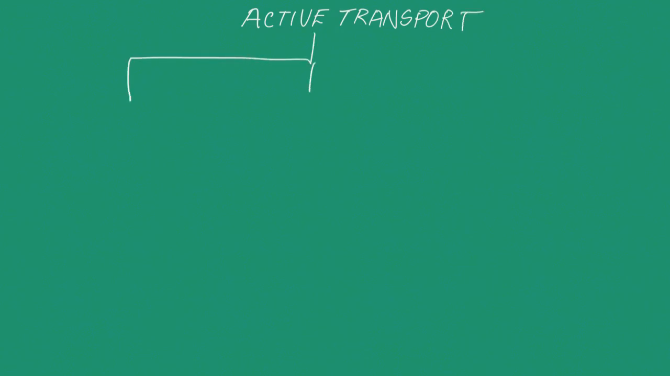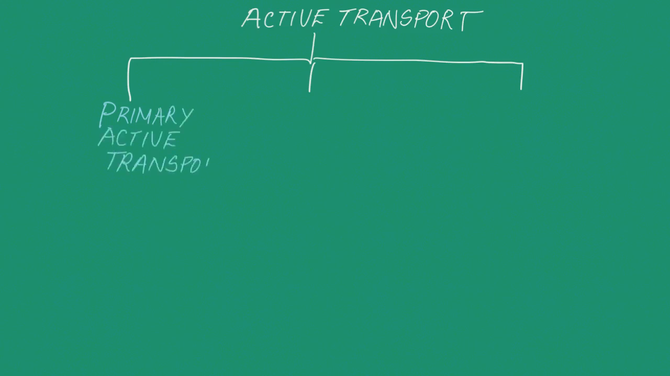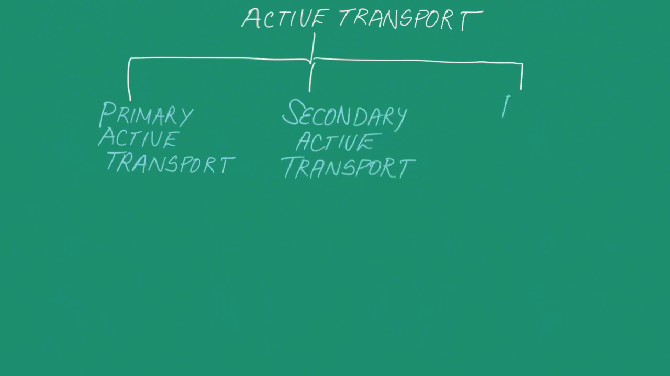Now let's look at active transport. Active transport is different from passive transport in that all three types of active transport require energy in the form of ATP. There are three main kinds of active transport. They are primary active transport, secondary active transport, and bulk transport.